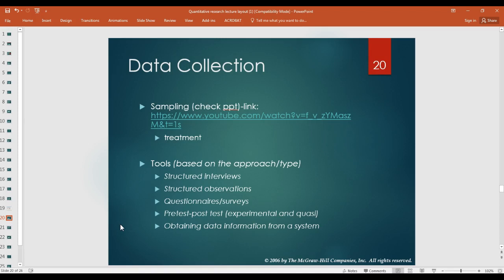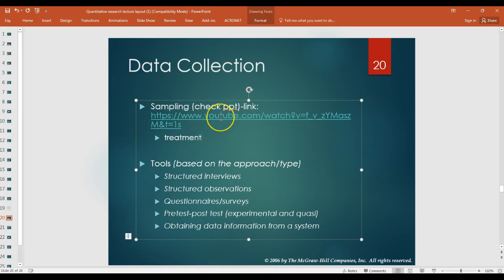So in the data collection, sampling and treatment, you can include your procedure or have your procedure as an independent subtitle. But for this specific quantitative research, I feel that the procedure can come under your narrative here under sampling and treatment.